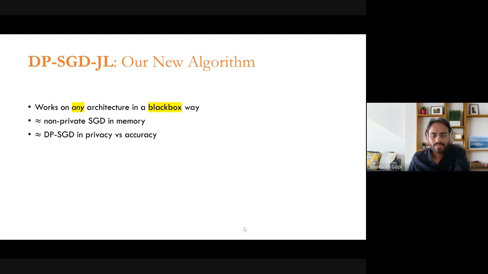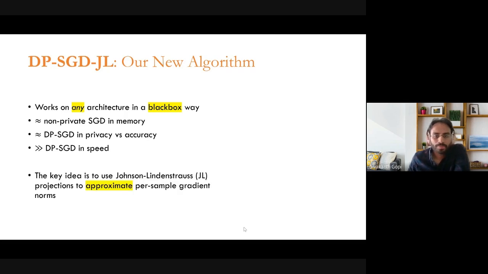And in terms of privacy versus accuracy, it's pretty similar to DP-SGD, though it does lose a little bit. It is slightly worse than DP-SGD, but it's much better than DP-SGD in terms of training time speed. And the way we do this is that the issue is we want these per sample gradient norms. We solve it by approximating them instead of computing them exactly. What we show is that you don't really need the exact gradient norms to clip them. It's okay to have an approximation.